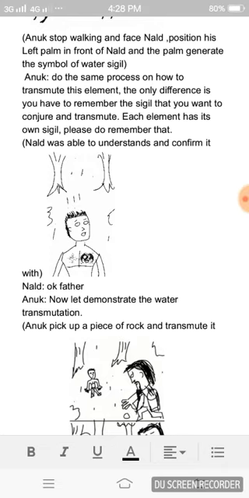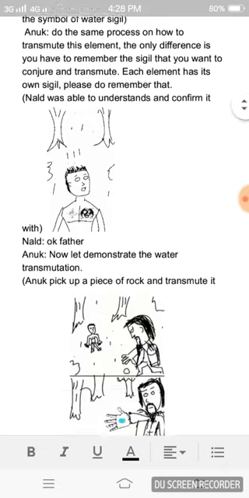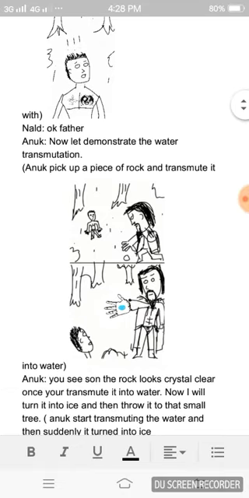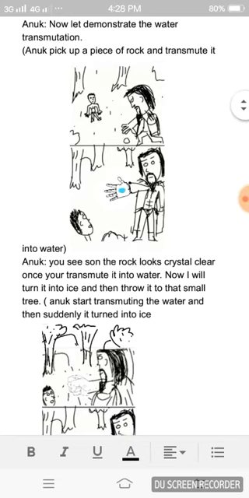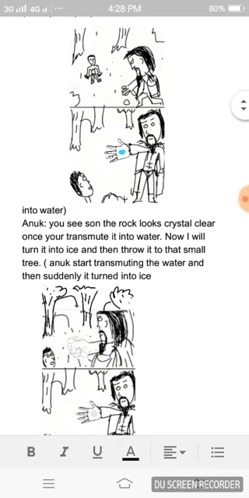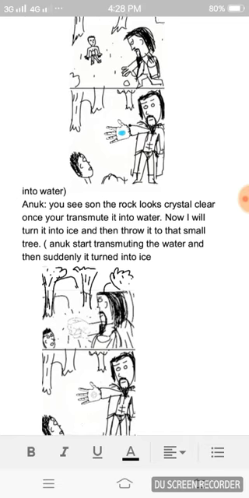"Now let us demonstrate the water transmutation." Anuc picked up a piece of rock and transmuted it into water. "You see, son, the rock looks crystal clear once transmuted into water. Now, I will turn it into ice and then throw it at that small tree."